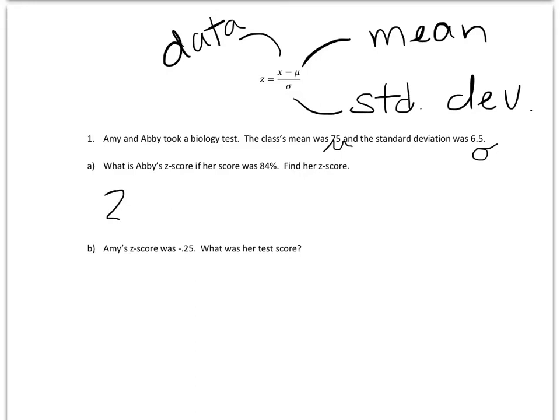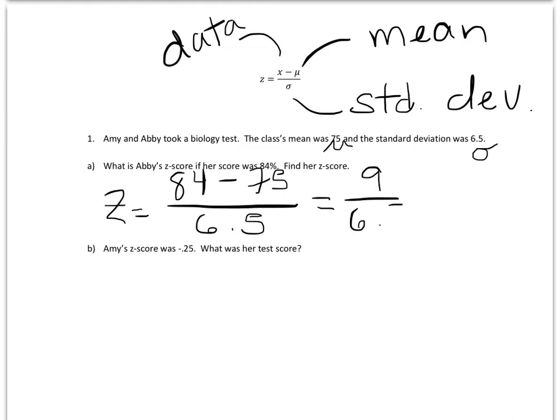So now we're just going to take our formula and substitute in values that we know. We're trying to find our z-score, so that stays z. X is our data point, 84, minus our mean, 75, divided by our standard deviation, 6.5. Remember, order of operations tells us to do the top first, so 84 minus 75 is 9, and 9 divided by 6.5. If you put that in your calculator, you're going to get an ugly decimal. Well, this is one of the few times that it's okay to round instead of using a fraction. So round it to 2 places. Abby's z-score is 1.38.